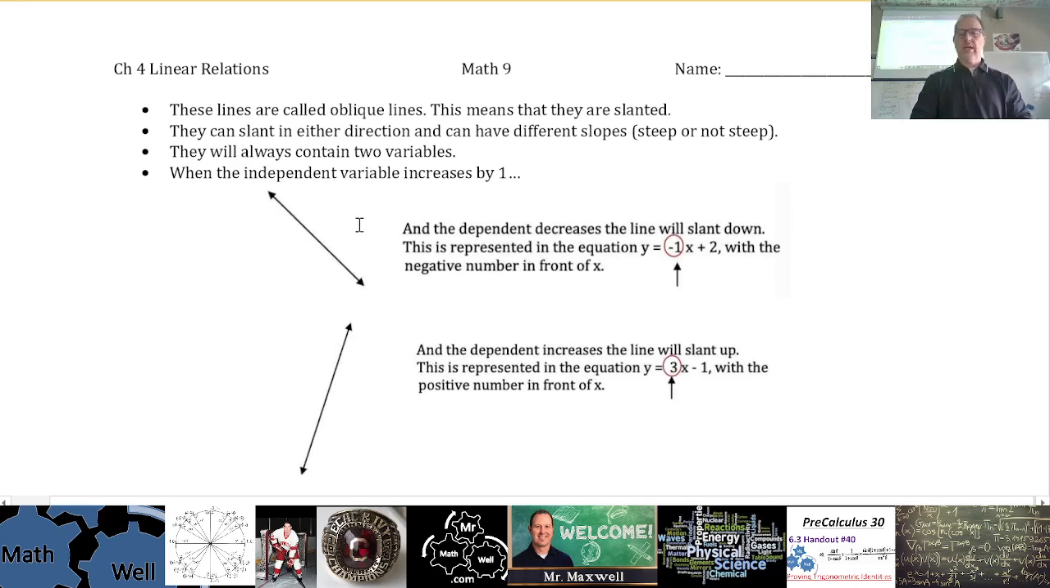The 2 lines we're talking about are called oblique lines. Oblique is the word there, oblique lines. This means that they are slanted. Okay, oblique.